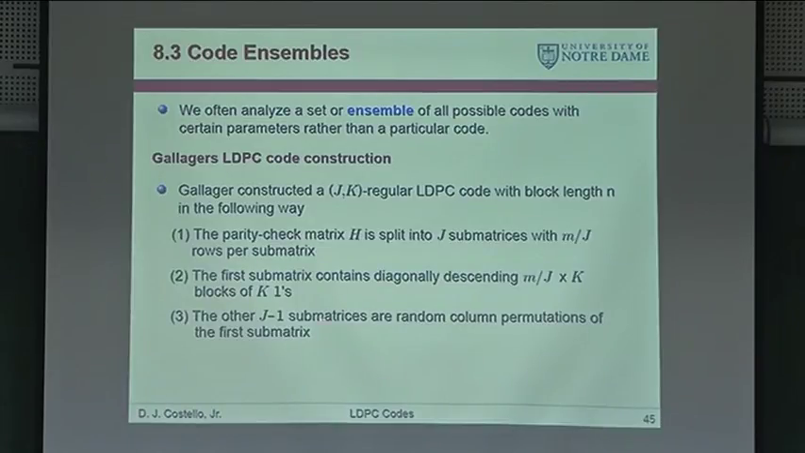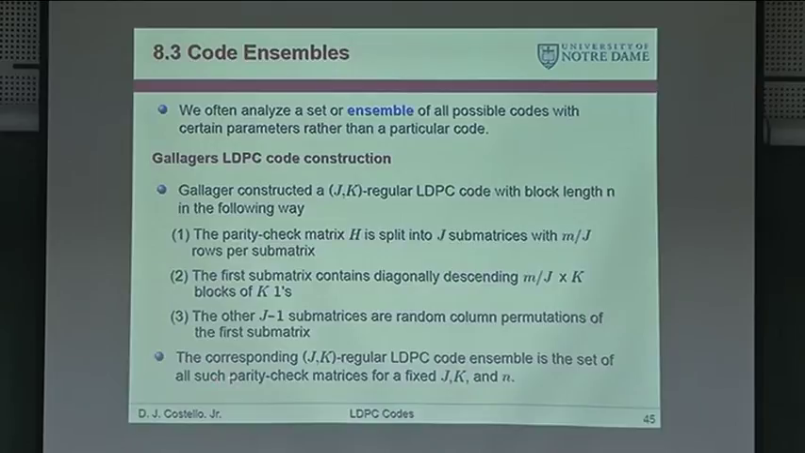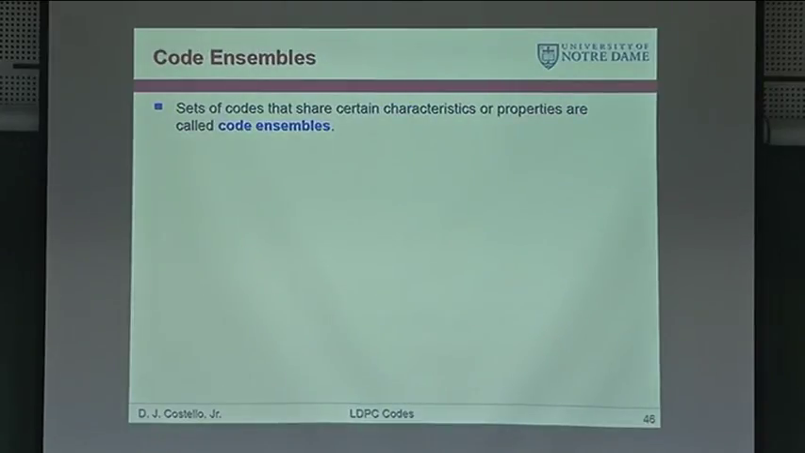Then the other J minus 1 submatrices are obtained just by doing random column permutations of the first submatrix. So it is a random type construction, and there are lots of codes. Any particular permutation gives you a code, and all possible permutations give you the ensemble. So you wind up with a code ensemble, the set of all possible parity check matrices which satisfy these rules. And this was Gallager's original approach.